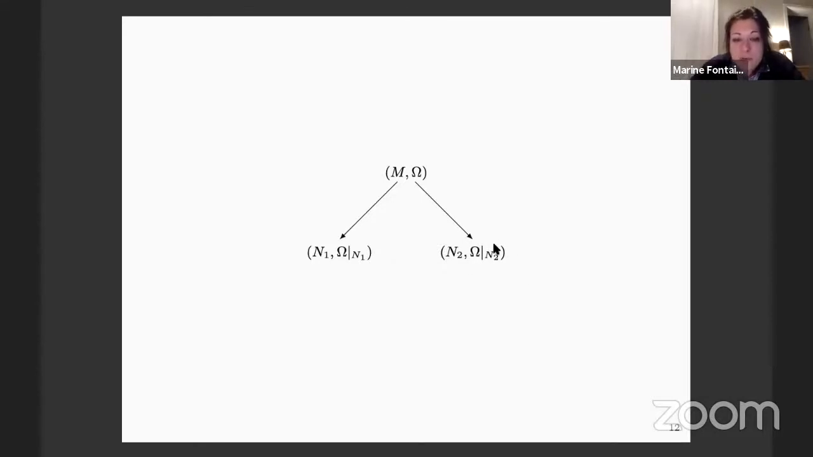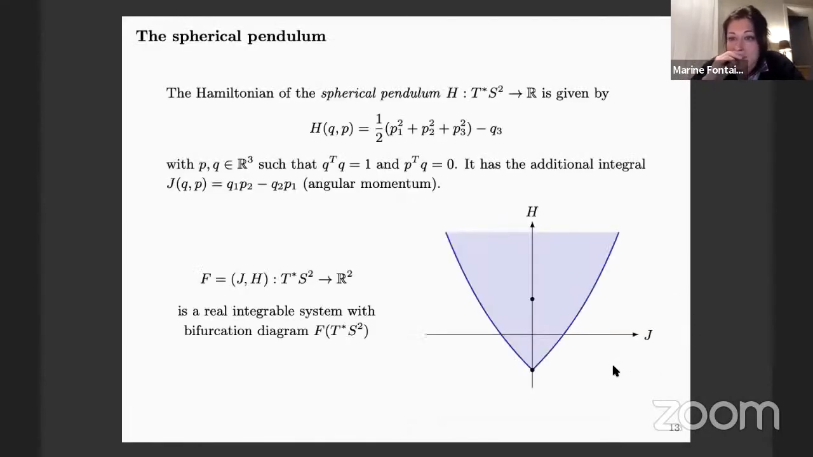And that's what we wanted to do with a classical example of an integrable system, the spherical pendulum on the cotangent bundle of the sphere. So you have H as kinetic energy and a linear potential, and it is invariant by S1 rotation. So you have an additional integral, which is angular momentum. G and H Poisson commute, and they are linearly independent almost everywhere. So you have an integrable system.